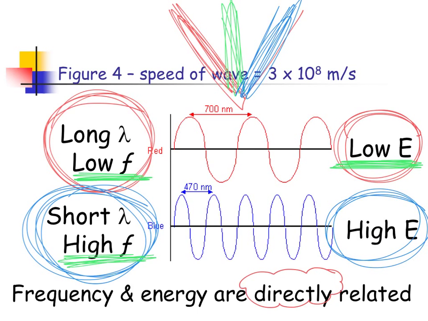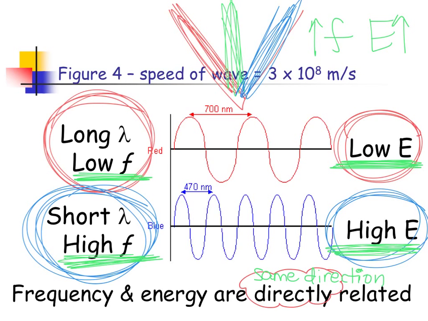When the frequency is high, the energy is high. And so that's what they're wanting you to understand in number 5. The word direct means same direction. So in number 5, where it says directly related, write same direction somewhere. You might also want to put when the frequency goes up, the energy also goes up. So those arrows are going in the same direction for frequency and energy.